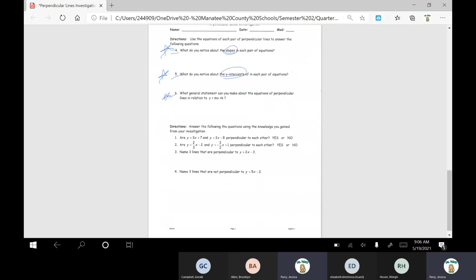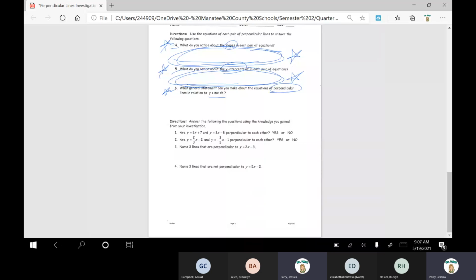And number 6, what general statement can you make about the equations of perpendicular lines in relation to y equals mx plus b? You can kind of just combine these 2 statements, this one and this one. You would say kind of like if this, then, and this, then they are perpendicular lines. It's kind of how you can form your sentence. Or you could say something like for lines to be perpendicular, two things need to happen, this and this. You would write out your two little statements there, which is how you could form that last one. But again, you might have different sentences. You might put it in a different format. That's okay. Put it in your own words.